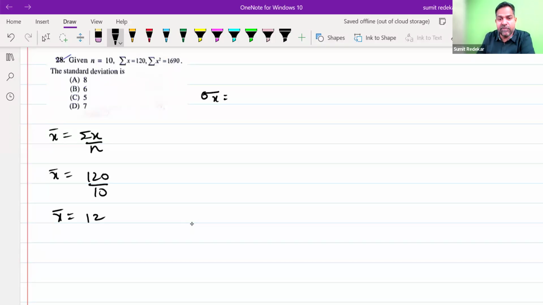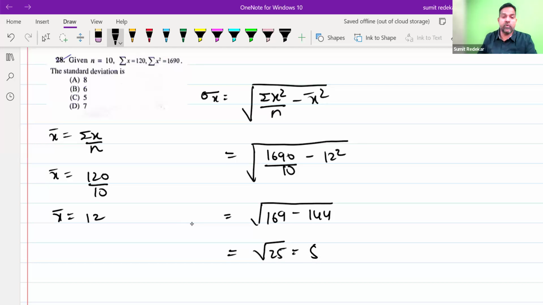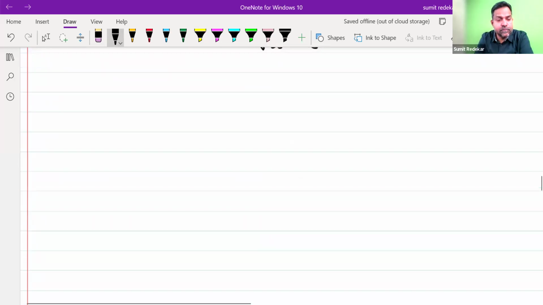I will now say standard deviation of x is the square root of sum of x square upon n minus x bar square, which is nothing else but the square root of 1690 by 10 minus 12 square, which is the square root of 169 minus 144. 169 minus 144 is 25, and square root of 25 is 5. The answer to question number 28 is going to be 5. Moving on to question number 29.